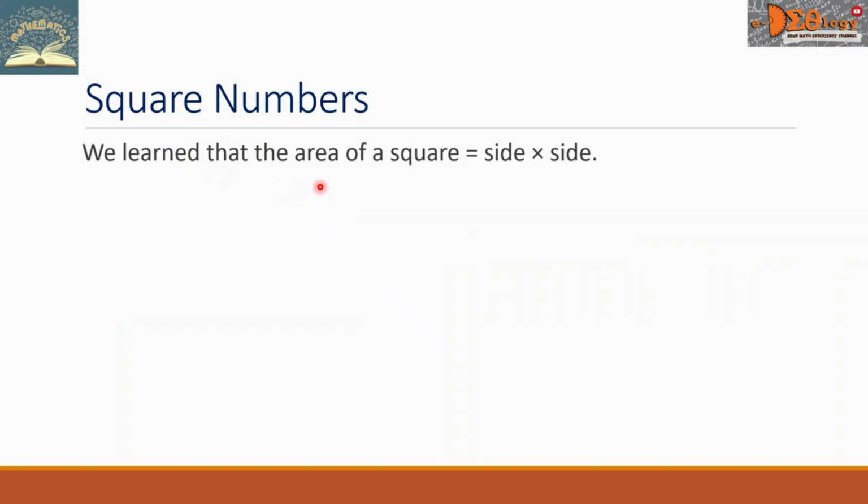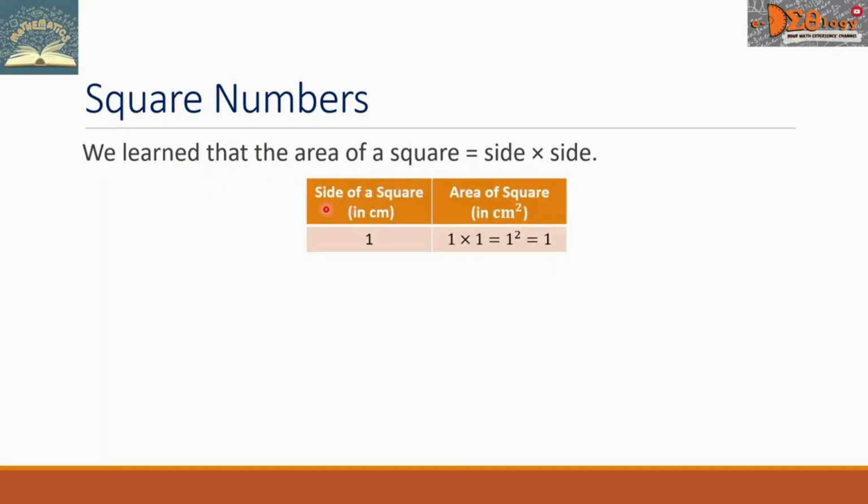We learned that the area of a square equals side times side. Suppose we have a side of a square in centimeters, that is 1. So the area will be 1 times 1. We can write this as 1 square, and we simplify as 1.